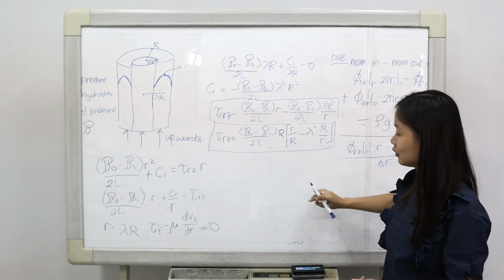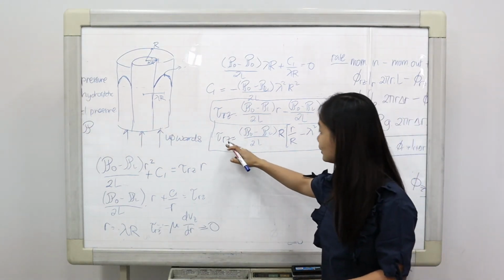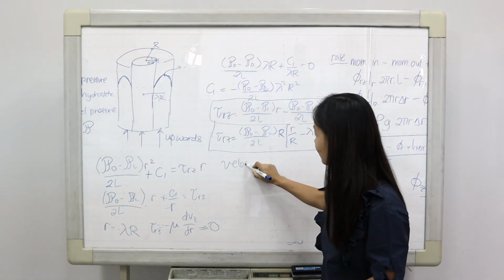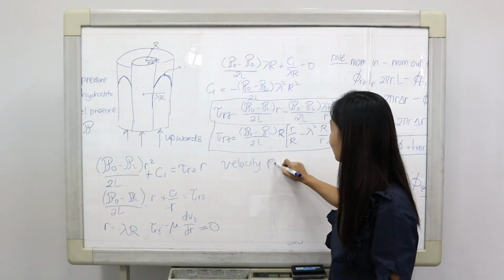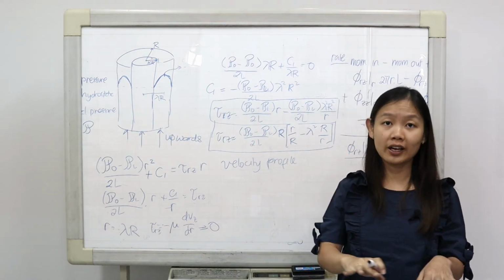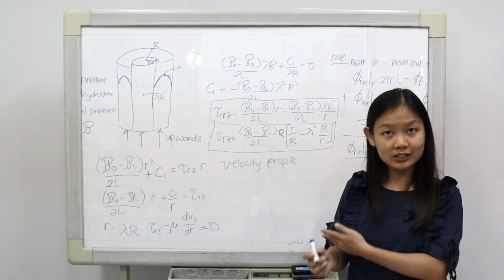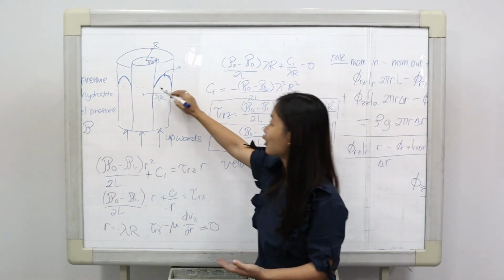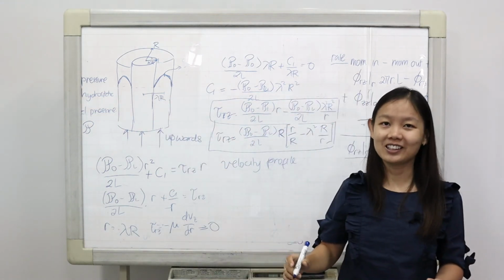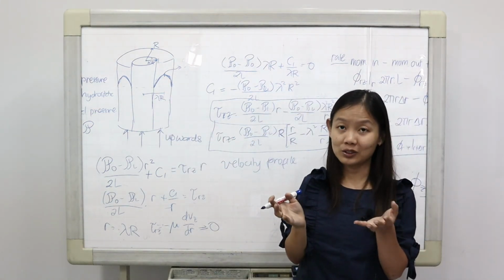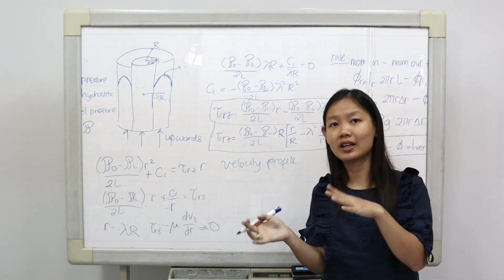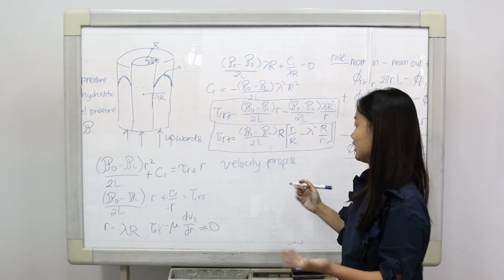From this you can continue to work to determine the velocity profile of your flow. If you have the velocity profile equations for your flow, you can draw the distribution of the velocity. You can know whether the velocity is skewed to the right or skewed to the left.